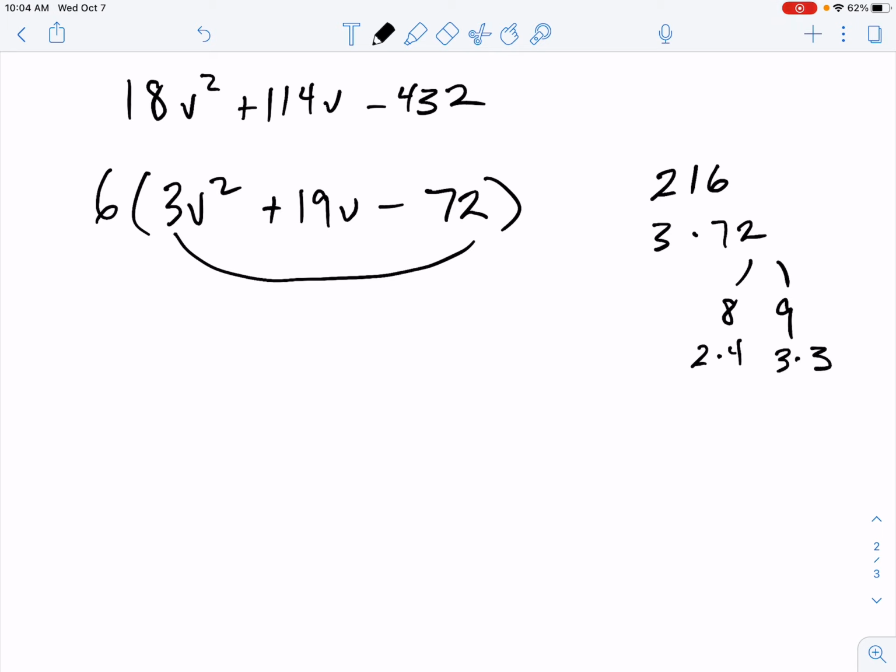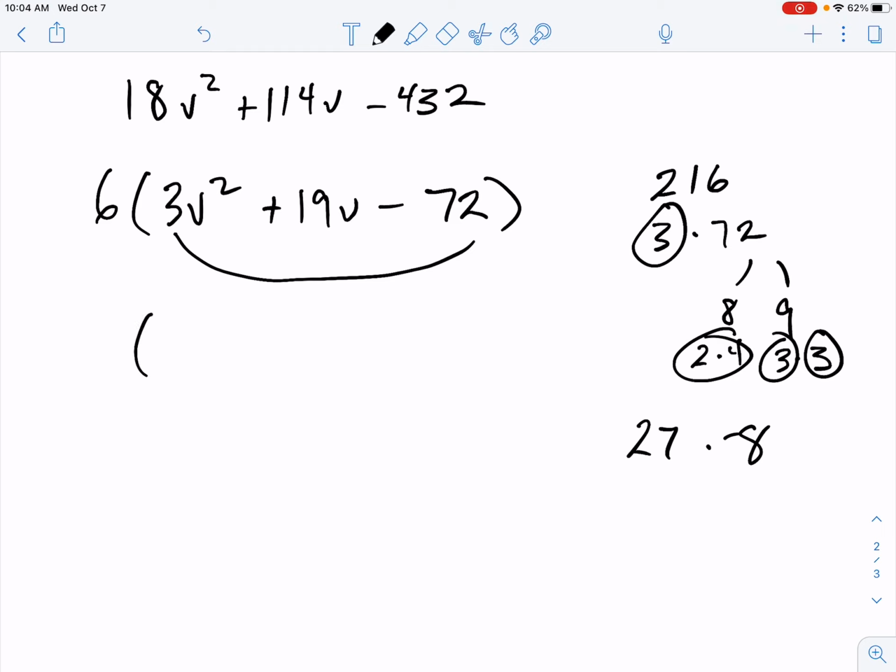How about 27 and 8? So if I take the 3 3s, times those together, I get 27. And then the 2 times 4 is 8. So 27 take away 8 would give me 19.